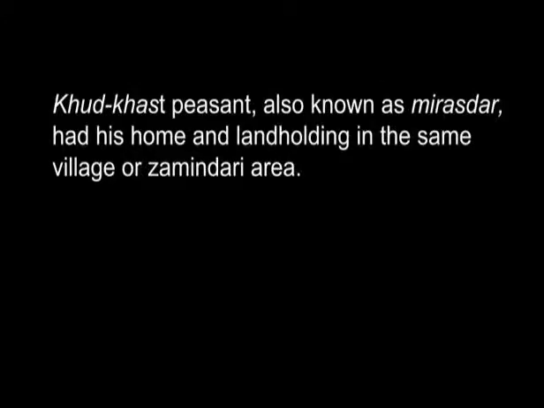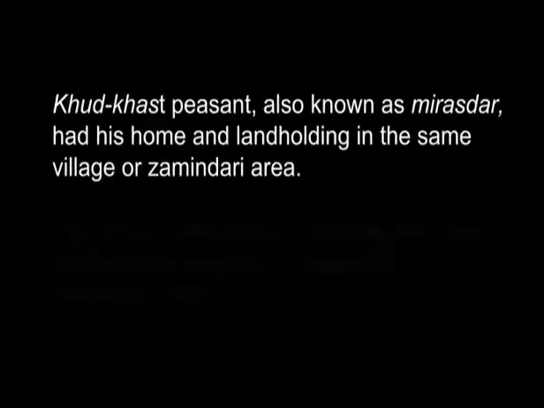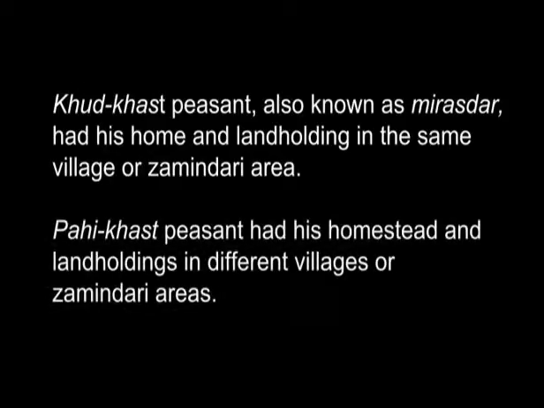were again divided into two categories. One was the khud-kasht peasant and the other was the pahi-kasht peasant. Now, khud-kasht peasants or mirasdar peasants were those peasants who had their home and land holdings in the same village. And the pahi-kasht peasant is that peasant whose land was in a village or zamindari outside his own.